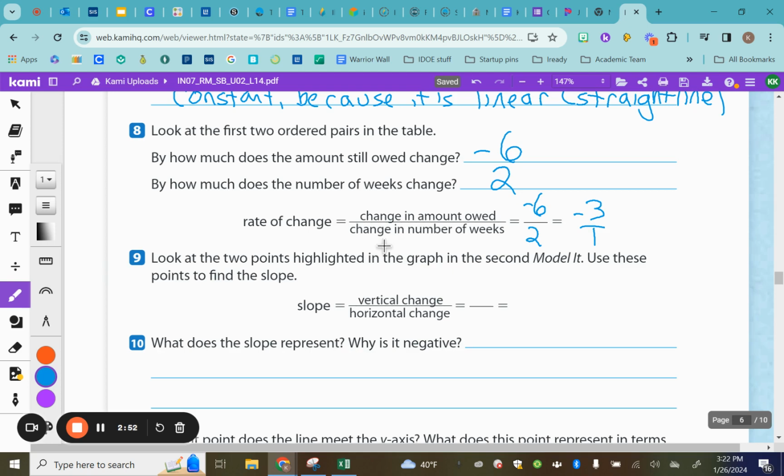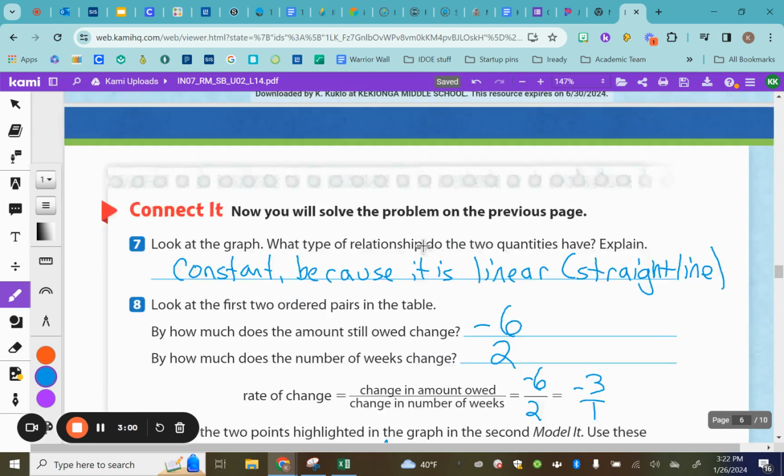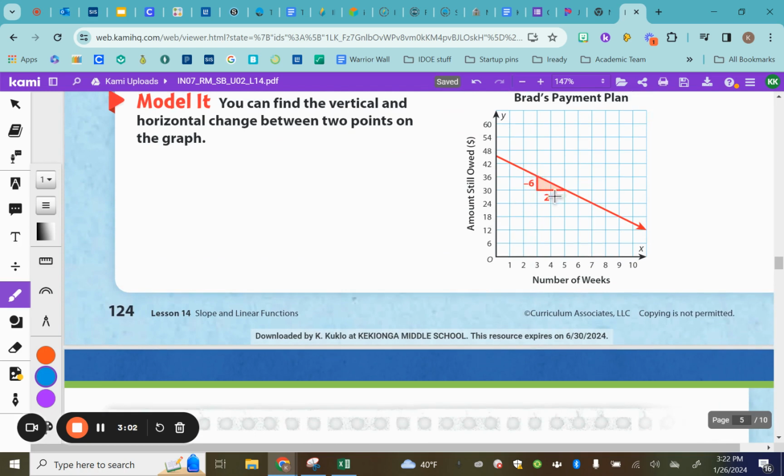Slope is also called the vertical change. Remember, vertical is the up and down, and the horizontal change. Horizontal is sideways. So in this question, if we look back, we can see that they drew a triangle, and it went down $6 every time 2 weeks passed. And notice that pattern continues. Every time it goes down 6 over 2 weeks.